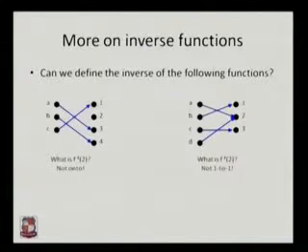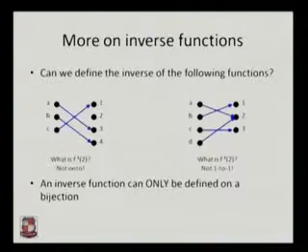Here the function is onto, but that is not 1-1. So here also we cannot find f inverse 2 because this is not a 1-1 function. So we can conclude that an inverse function can only be defined on a bijection. That means we can define the inverse function only when the function is both 1-1 and onto.